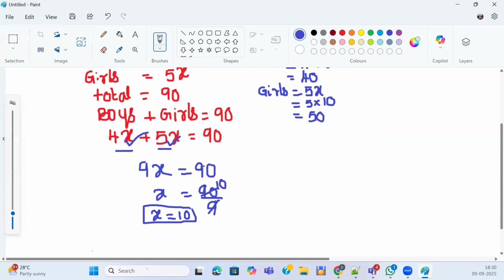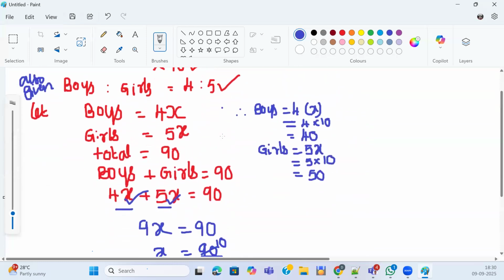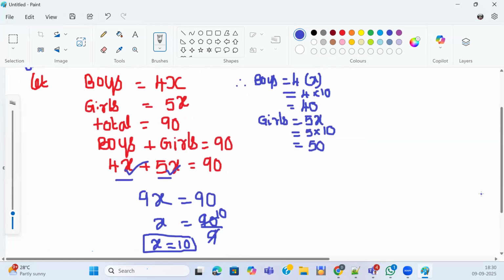Copy everything from the board. Maths is very easy, children. Just you need to apply your brain. You are not by-hearting anything, just learning the concept. For every step, you have a reason here, right? Logical thinking is there.